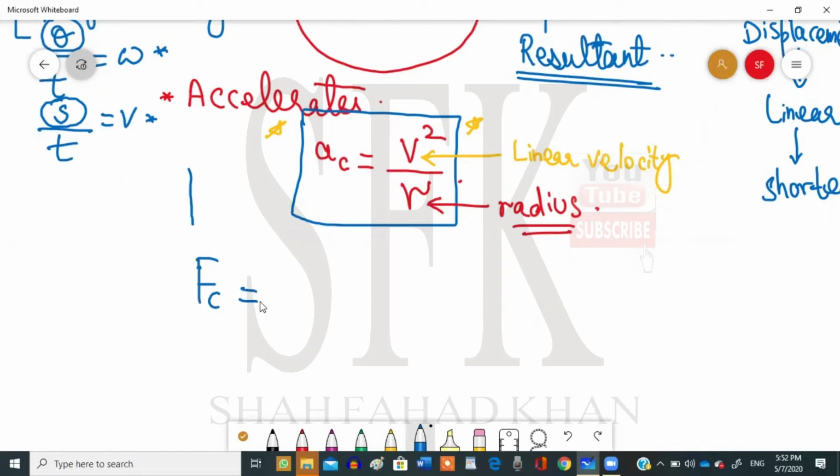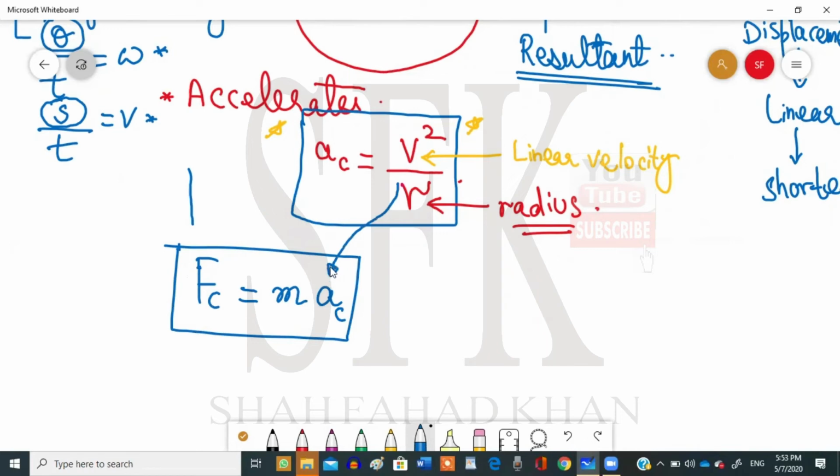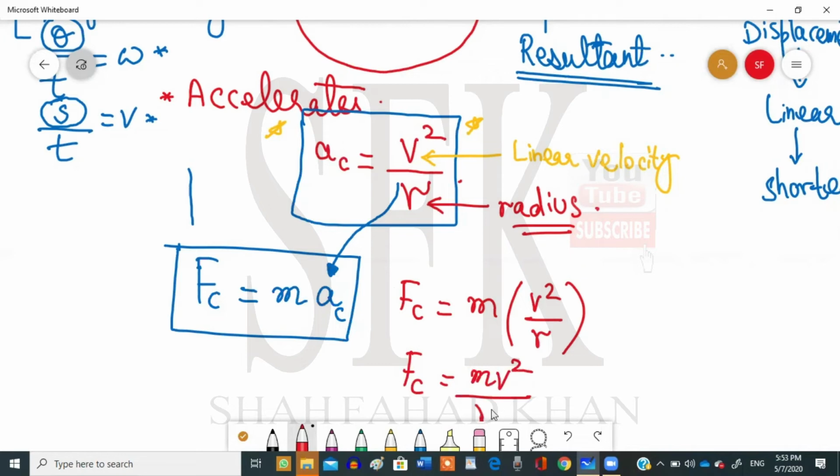From Newton's second law, we know that centripetal force, or any resultant force, is equal to ma. F is equal to ma, but in this case it's going to be the centripetal acceleration. Fc is equal to m ac. Just plug in the expression of ac in this formula, and you'll get the formula for centripetal force. It becomes m multiplied by v squared over r. I've just plugged in v squared upon r in place of ac, and the first formula for centripetal force becomes mv squared upon r.